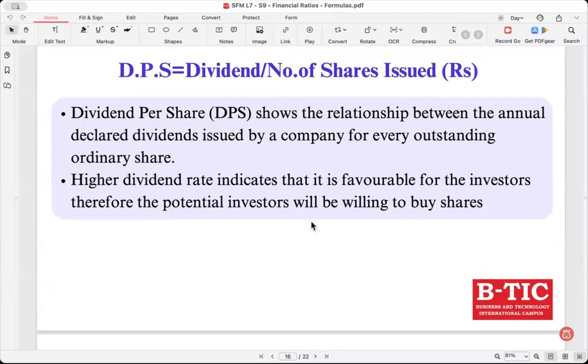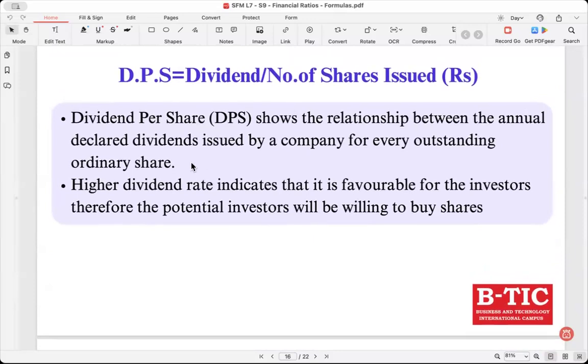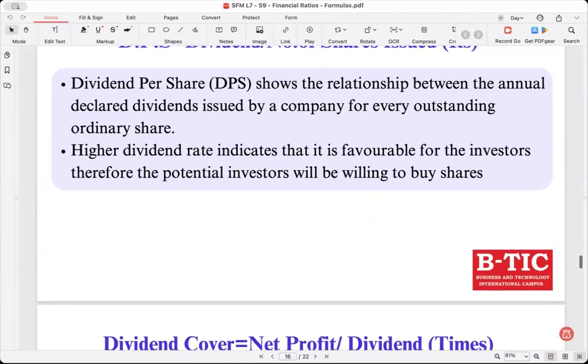Next, DPS, dividend per share. Dividend per share shows the relationship between the annual declared dividends issued by a company for every outstanding share. A higher dividend rate indicates that it's favorable for the investors, therefore potential investors will be led to buy shares. So same like the EPS, right? Higher, the favorable; lower, it's not favorable.